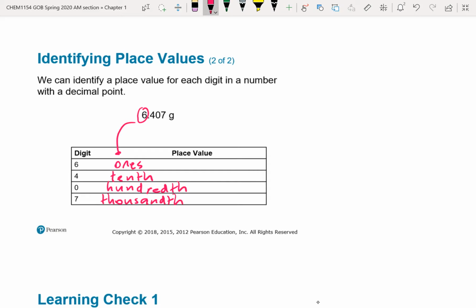So again, keep in mind, when you go after the decimal point, the first place after the decimal is not tens, it's tenths, or 1/10. And then the second is hundredths, not hundreds. And the third is thousandths, not thousands.